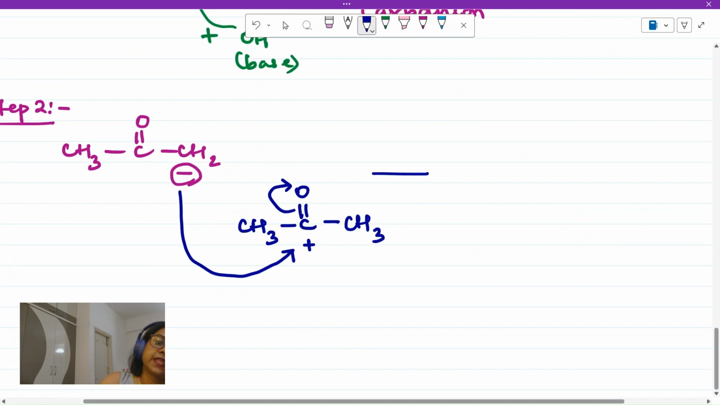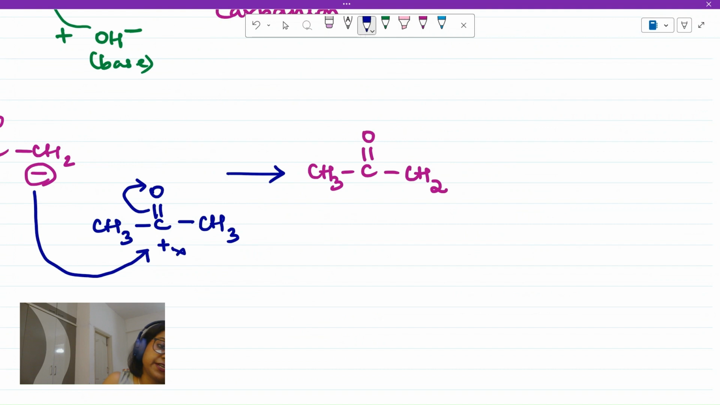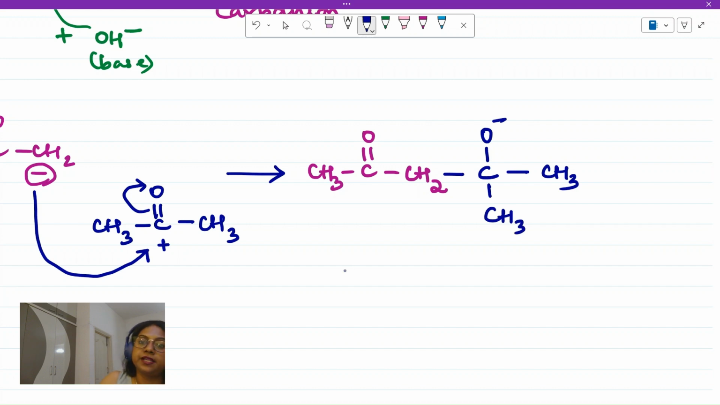Recall all of this. As a result, what you get is CH3, C double bond O. This all is intact, nothing is changing here. CH2. Now this CH2 is attached to this carbonyl center, right? So this gets attached to C, which has an O minus because the electron density moved to oxygen. One of the bonds moved to oxygen, right? And you have CH3 and one more CH3 here. This is what it looks like at this stage. Now, this looks incomplete. What do we do?